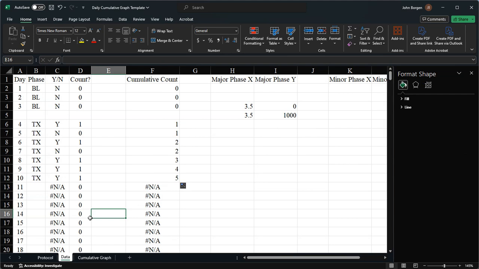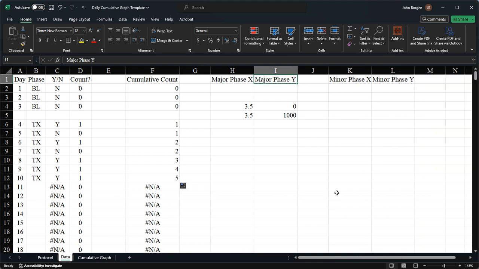I am always open to learning from other people in any domain of my professional career, and especially Microsoft Excel. I did not come up with this major phase X, major phase Y on my own. It was taught to me by a postdoc.